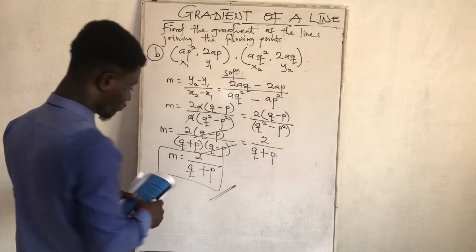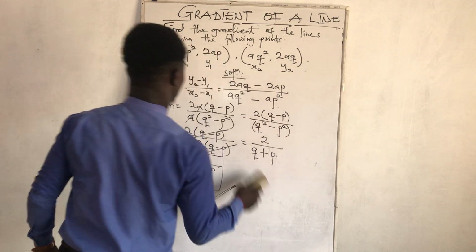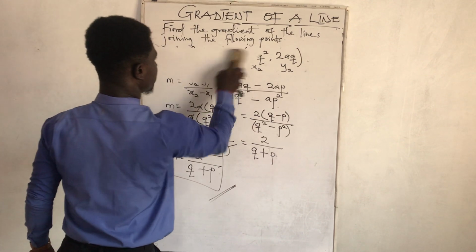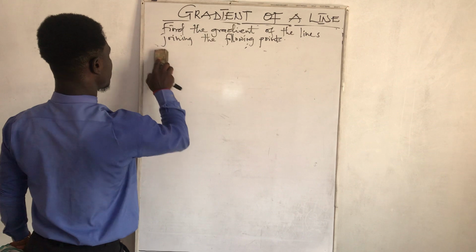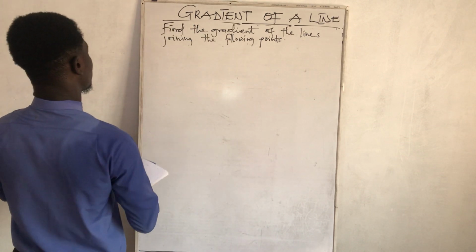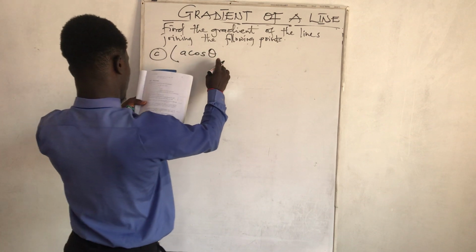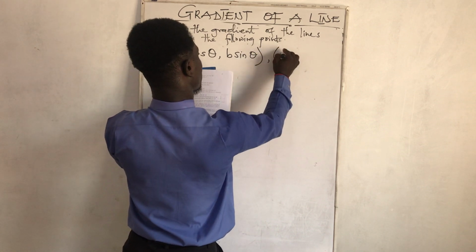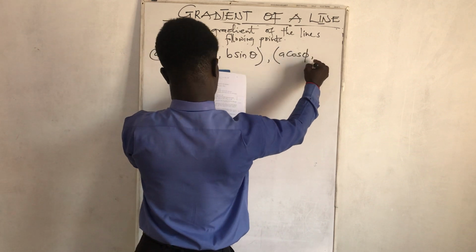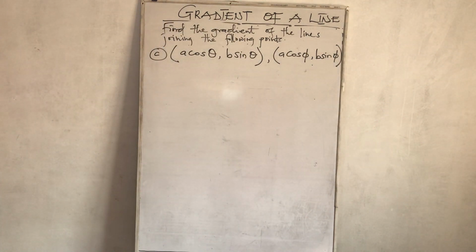Alright, so let's see another example, which is the C part. So you just pause the video, then you try this too, right? Just pause the video, then you try. So point C. So I have A cos theta, B sin theta. This is the first point. Then the second point, A cos phi, then B sin phi. So we have this. Pause the video and try.